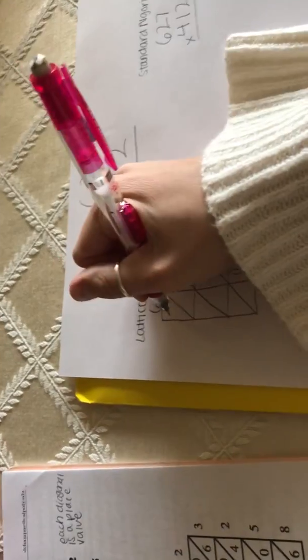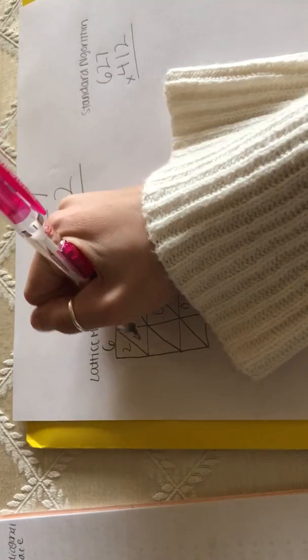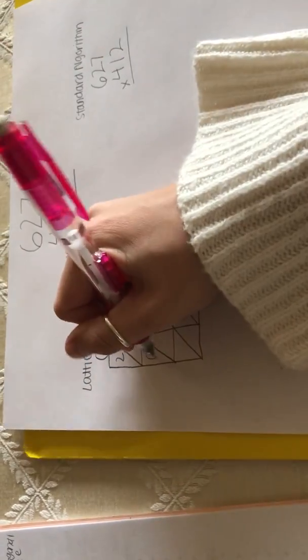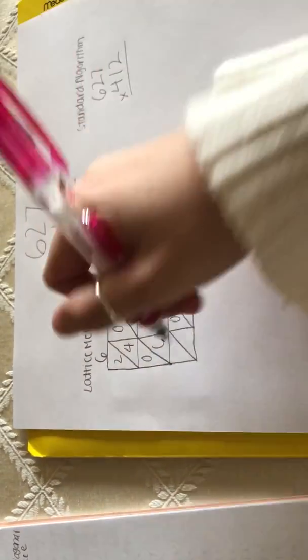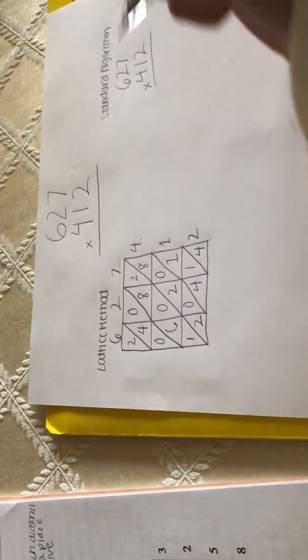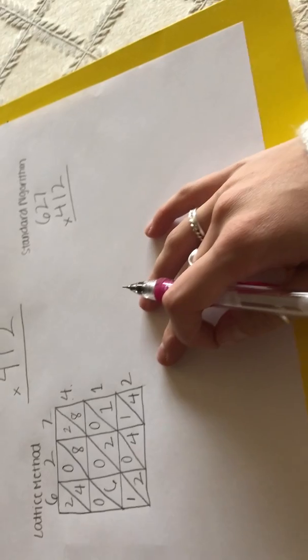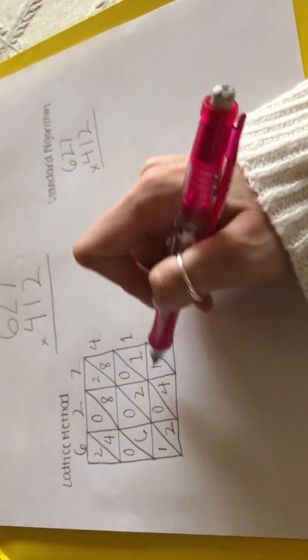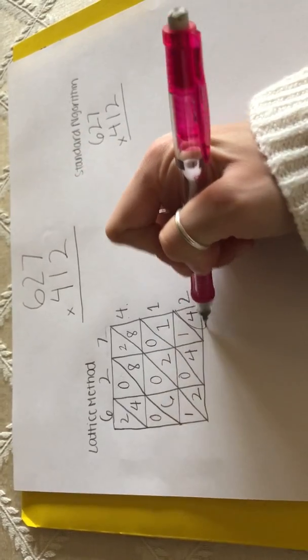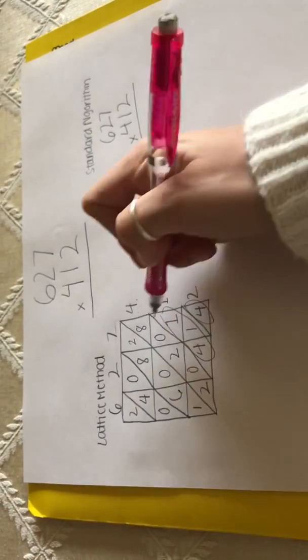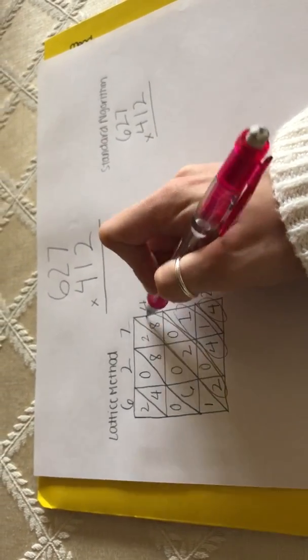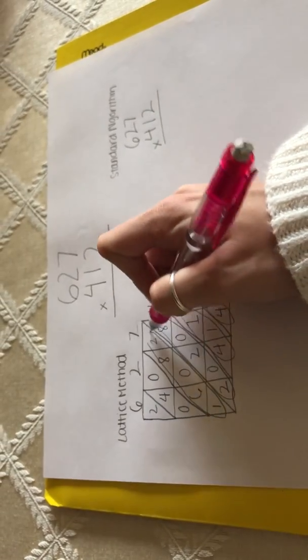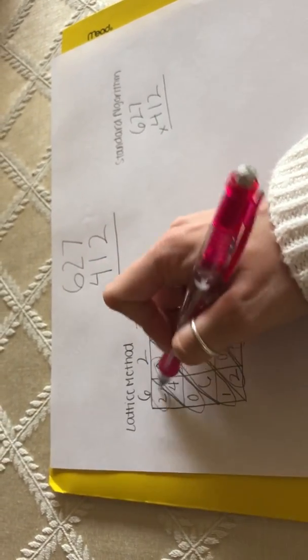6 times 4 is 24. 6 times 1 is 6. 6 times 2 is 12. So then, from here, what I will do is add going this way. So I add every single one here, here, here, here, and here. So I add every single place value.